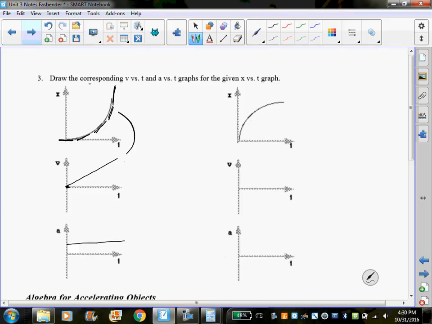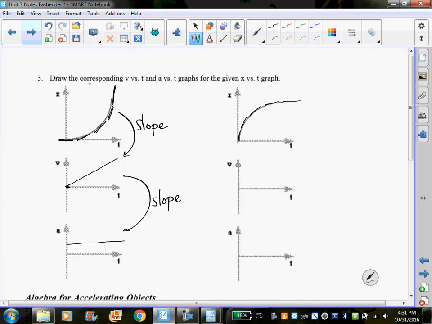Now, we used the slope of this graph in order to draw the next graph, and then we used the slope of the velocity versus time graph to draw the acceleration versus time graph. And that's really how it goes. We need to use the slope of one in order to help us draw the next. Let's practice that with the second one. We'll start by drawing some little tangent lines on this curve.